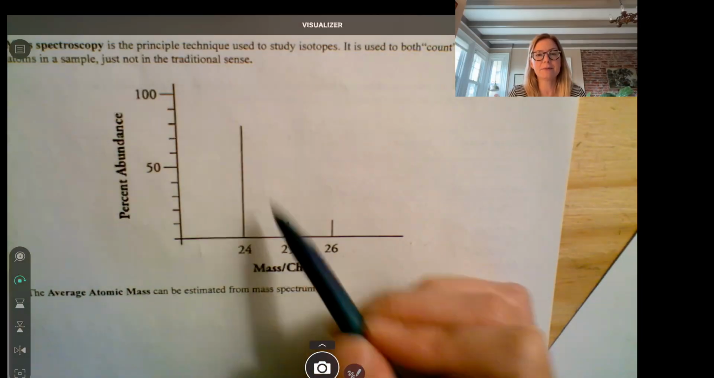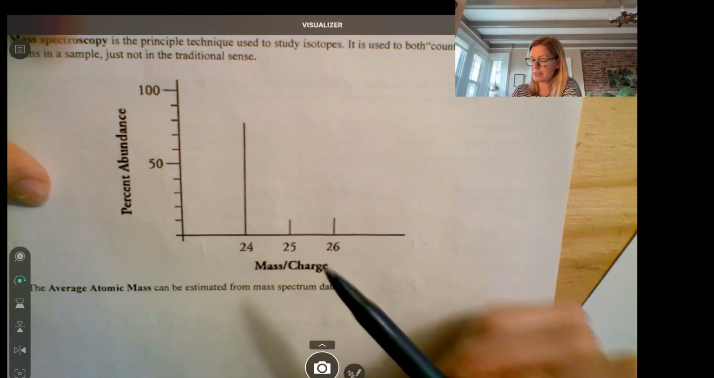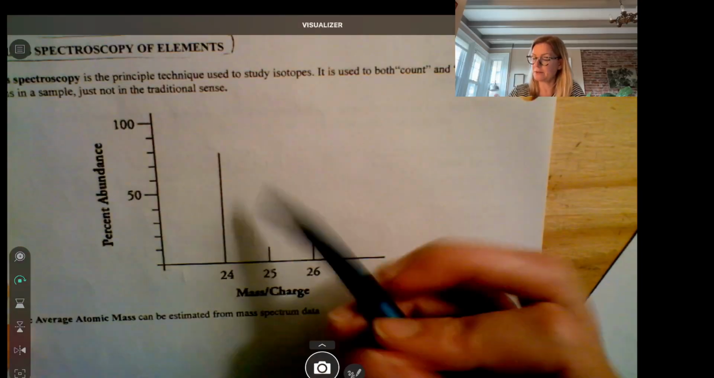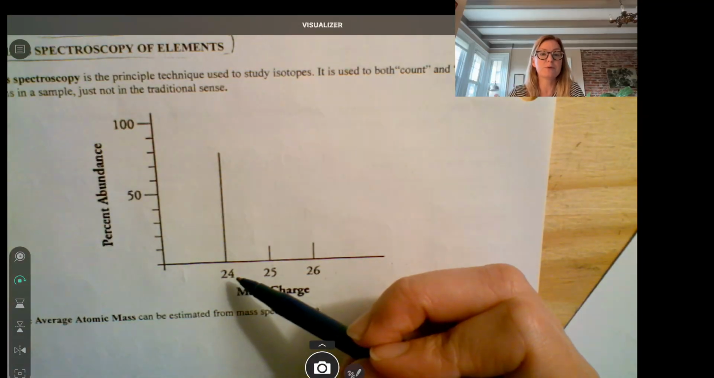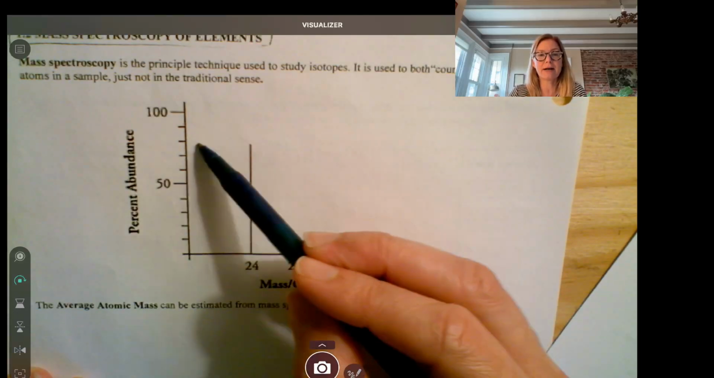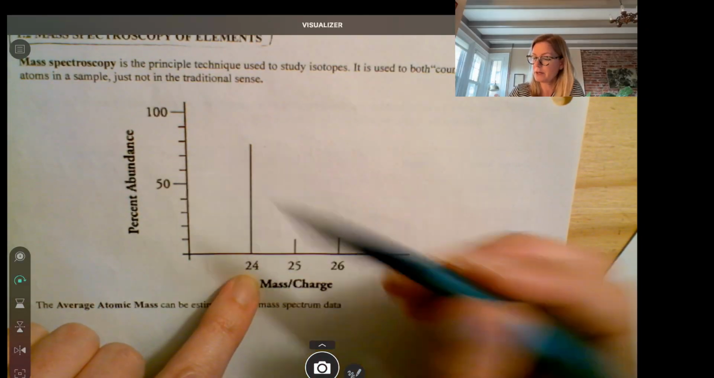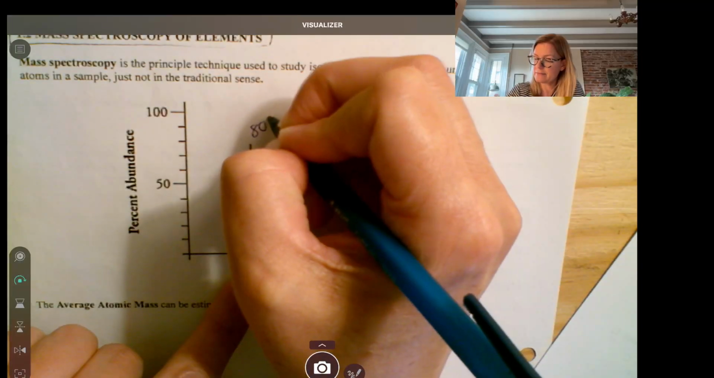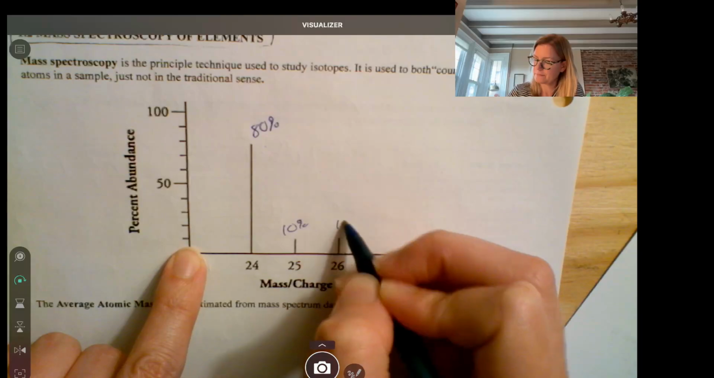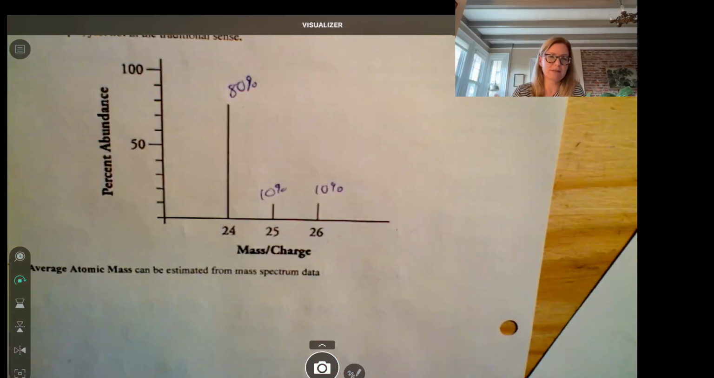And the height of the peak is how abundant that isotope is, okay? So just like down here, the 208 was the most abundant. Up here, this is a different element. The one with the mass of 24 is by far the most abundant, okay? So you can just look at how high it hits, and that's the percent abundance. So the one with the mass of 24 is at about 80%. You can see these ones are at about 10%.